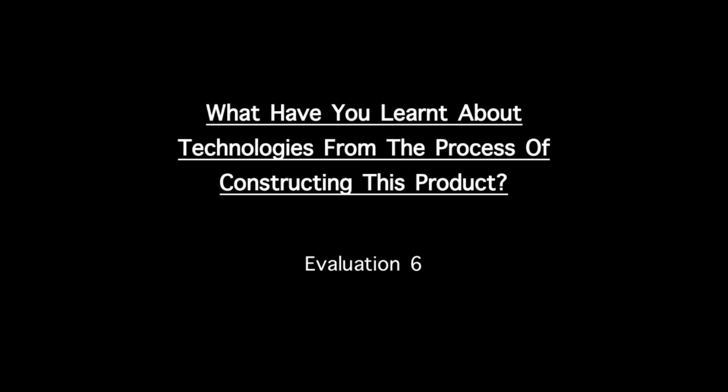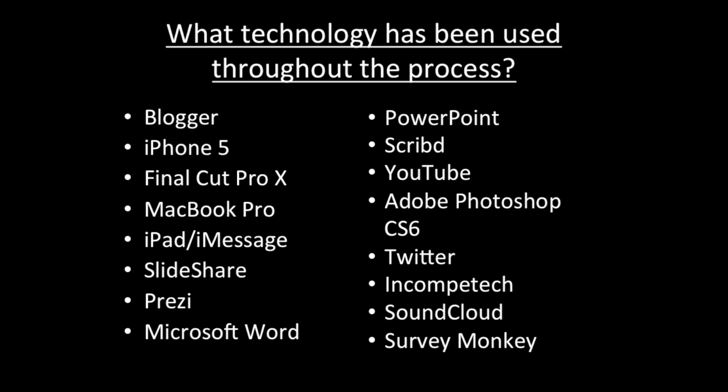Hello and welcome to Evaluation 6, titled What Have You Learned About Technologies from the Process of Constructing this Product? This evaluation will list the different types of technology we've used, and I'll also explain how we used it to our advantage and what we have learned from using them. So what technology have we used throughout the process?